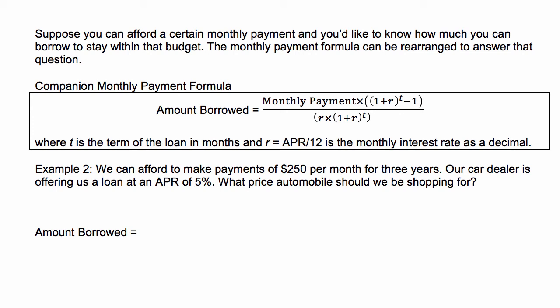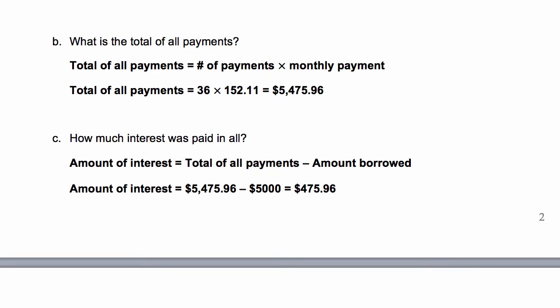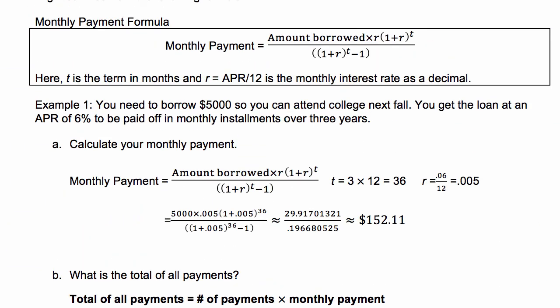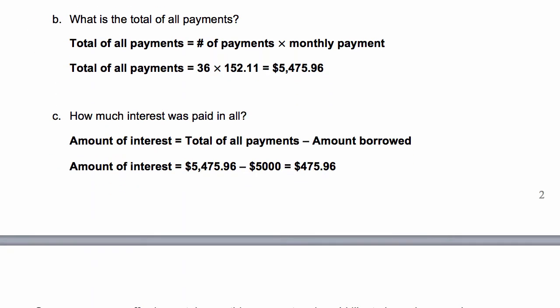Suppose you can afford a certain monthly payment and you'd like to know how much you can borrow to stay within that budget. The monthly payment formula can be rearranged to answer that question. If we take the monthly payment formula we learned above and multiply both sides by this denominator, and then divide both sides by r times the quantity 1 plus r to the t power, we get a formula that's solved for the amount borrowed. The formula is as follows.